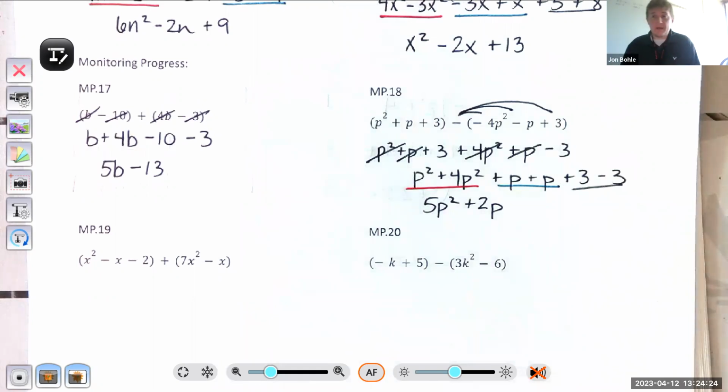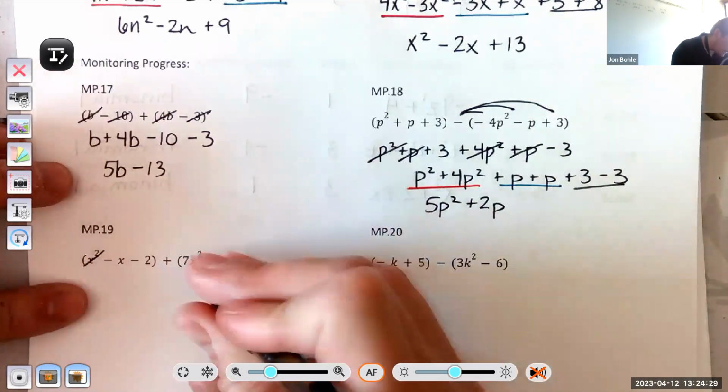Okay, 19 is an addition problem again, so I can just find the parts and reorganize right off the bat. Okay, so we have x squared and 7x squared.